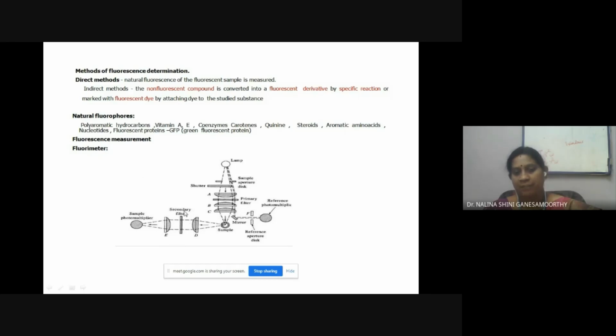The primary filter is a wavelength selector to select a particular wavelength. Right, only at that particular wavelength will it emit the fluorescent light. So that particular wavelength has been chosen, and that is made to hit on the sample. And another filter, this filter is to filter out the phosphorescence property of that sample. Right? So this is the fluorometer.